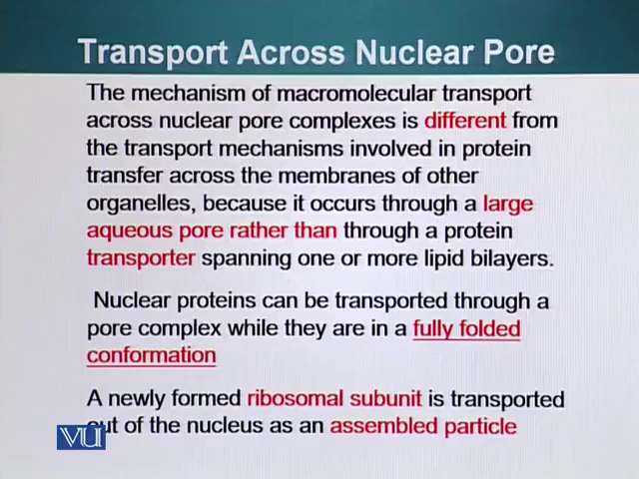In other cases, for example, proteins being imported into mitochondria, they first have to unfold, they have to become linear, and then they have to find their respective channel or hole in the mitochondrial membrane, and then they snake through into the mitochondria. A newly formed ribosomal subunit is transported out of the nucleus as an assembled particle. Because these ribosomes are assembled in the nucleolus, it would be pointless to assemble them there and then disassemble them in the process of transporting them to the cytosol. So this is one big exception to our rule of protein transport to different organelles. The nucleus is the only organelle into which fully folded proteins can enter.